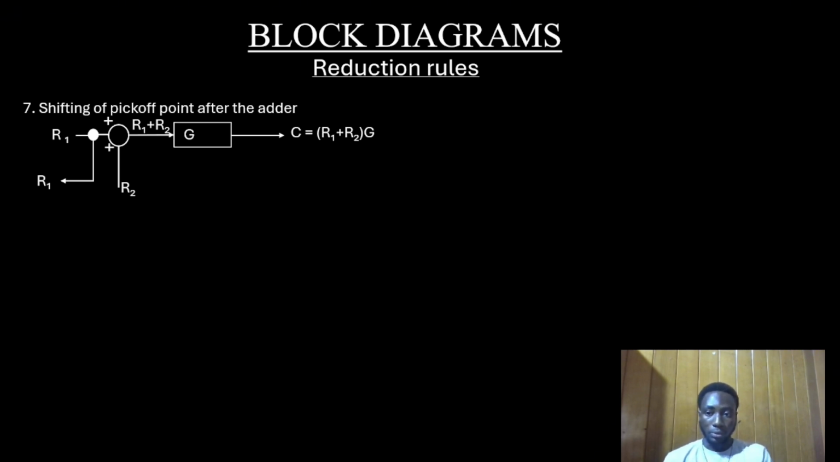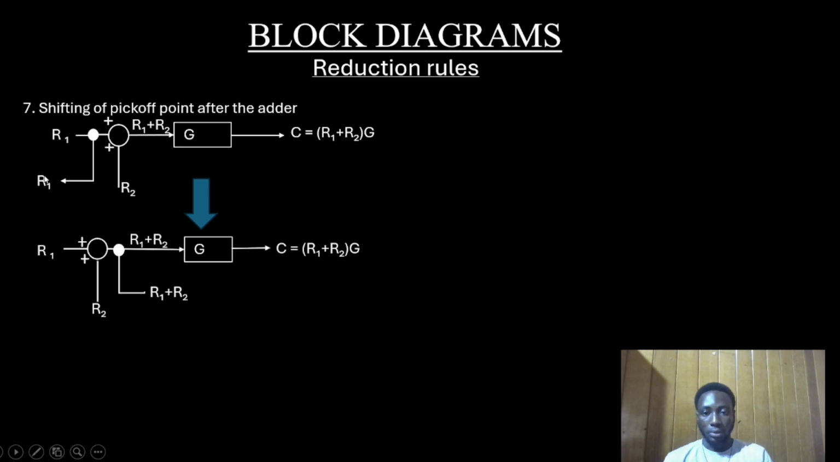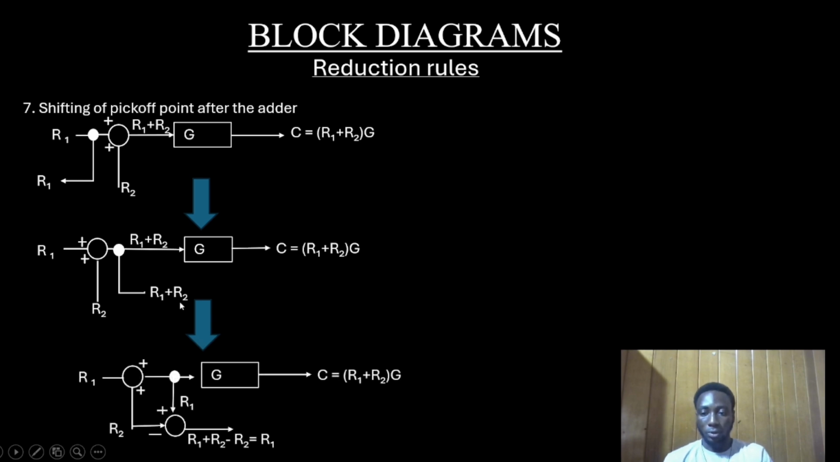So we have rule 7, which is the shifting of a pickoff point after the adder. Over here is our pickoff point, and our output from the pickoff point is R1. We're trying to shift it after the adder while still maintaining the same output R1. The problem with doing that without changing anything in the system is that we get R1 plus R2 as our output, which is wrong. We have to include another adder with a negative input connected to R2. That way, our equation here will be R1 plus R2 plus minus R2, which is R1, the same as what we are trying to get.